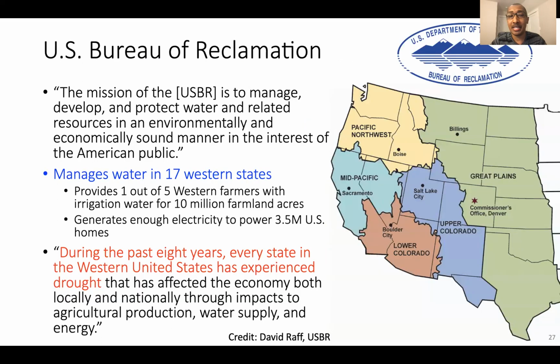These rodeos were put on by the US Bureau of Reclamation, which is a government agency that manages, develops, and protects water in the Western United States. They're responsible for managing 17 states' water. They are the second largest hydropower producer in the country, and they provide irrigation water for 10 million farmland acres. And they note that over the past 8 years, every state in the Western US has experienced drought in a way that affects both the local economy and the national economy. And so they're hoping to improve subseasonal forecasting to better anticipate these sorts of extreme conditions.